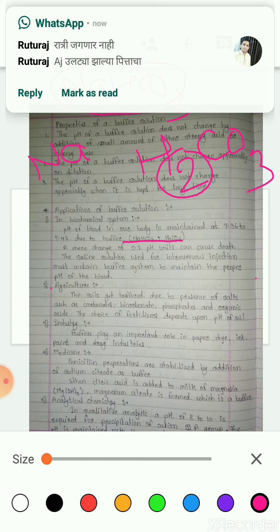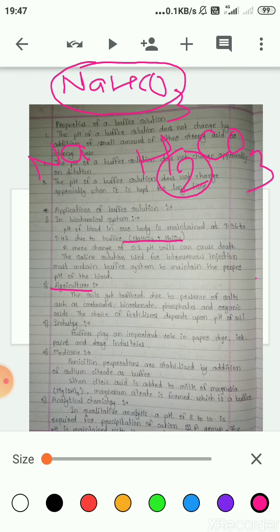The second application is agriculture. In agriculture we have seen soil. At least we have heard about the pH of soil, or soil pH. Generally we must have seen a white layer on the soil, and that layer is also due to the buffer, that is, the salts present in it, such as carbonates, bicarbonates and phosphates.